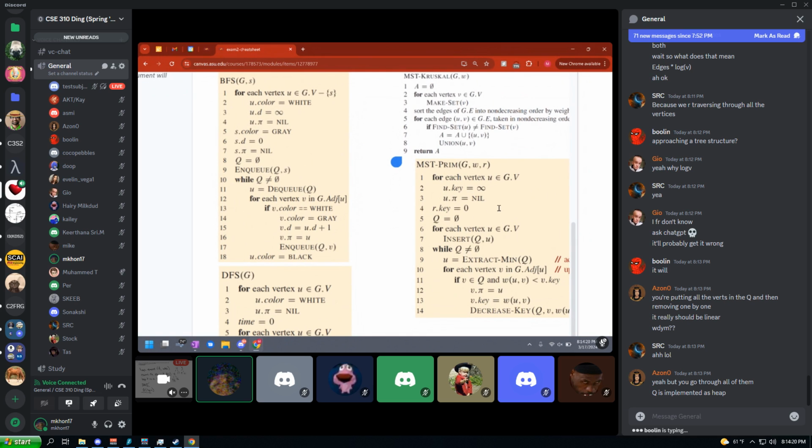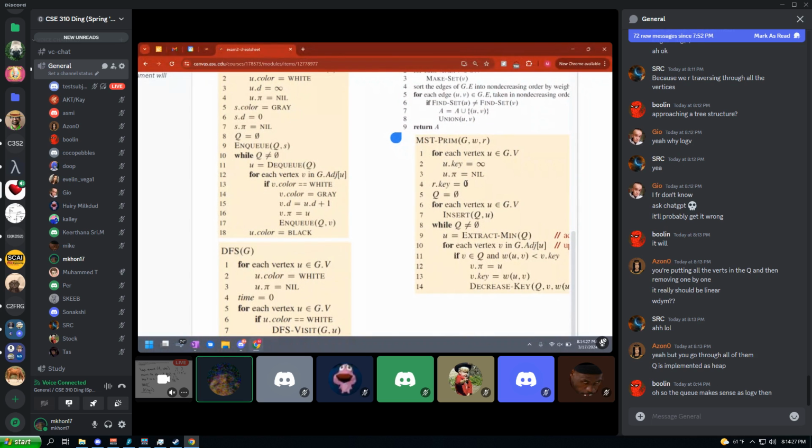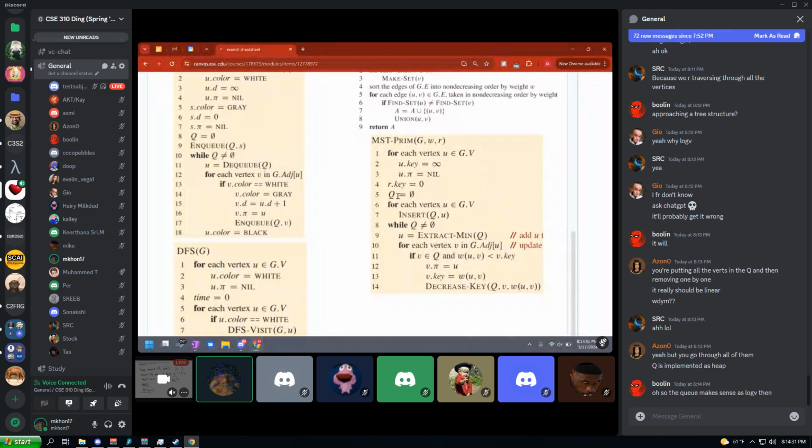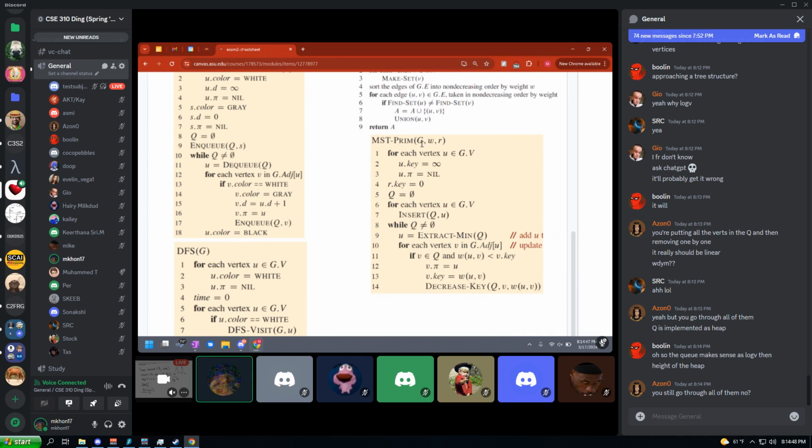For each vertex, you add it. Oh, wait, you just set them. Okay, whatever. I guess we can ignore that part. R key, and then we have some sort of, I believe this is a heap queue. Okay, so we insert Q, U for each vertex. So I think we're assuming that all of this stuff is already done. This is just inserting every vertex into Q. Okay. Oh, right. None of these functions matter.